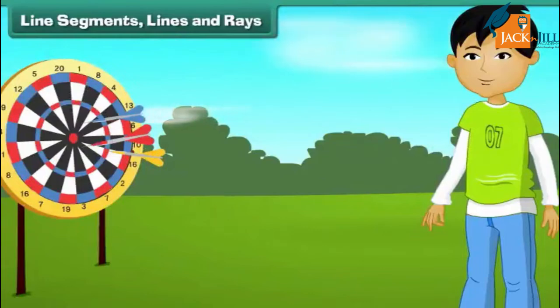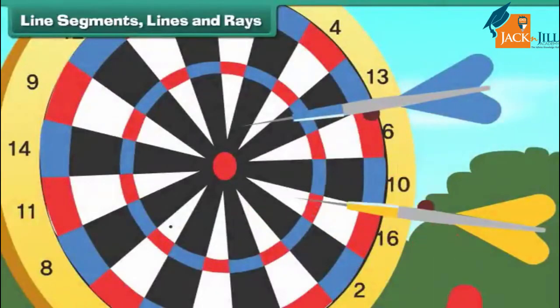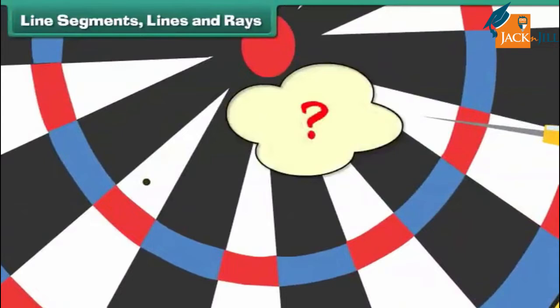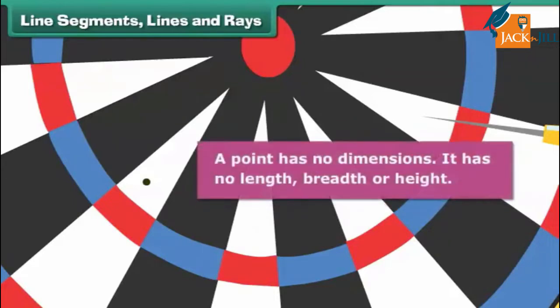Rahul perfects his aim by throwing darts at the dartboard. Here is one such dart. Let us remove it. What do we observe? The dart has left a mark on the dartboard. The mark is called a point. A point has no dimensions. It has no length, breadth, or height.